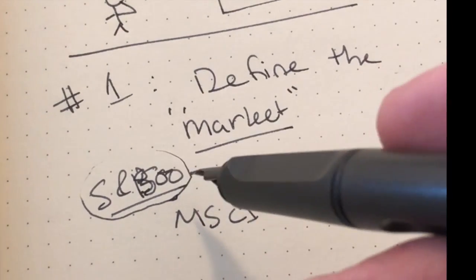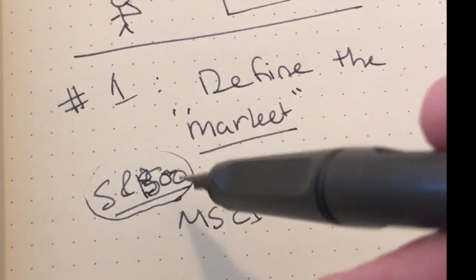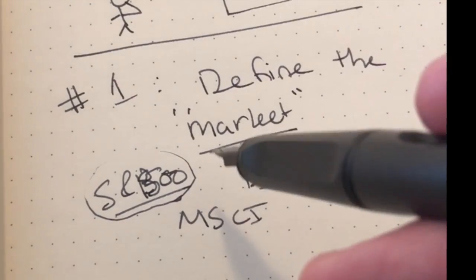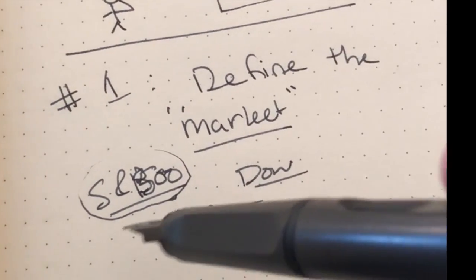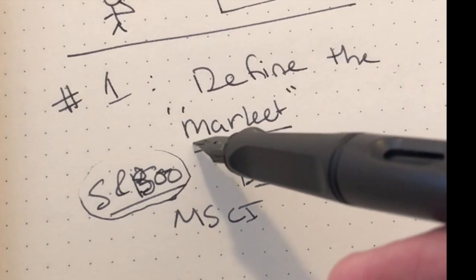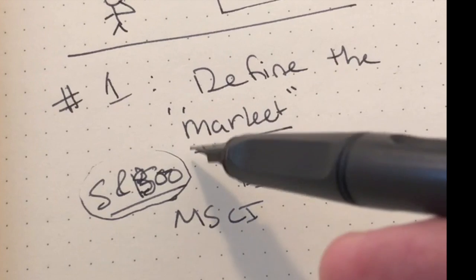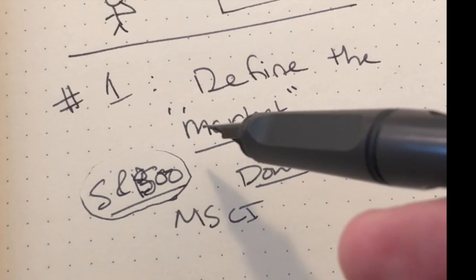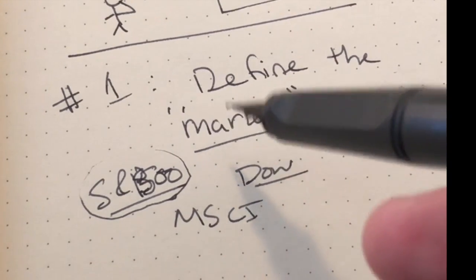There are about 3,000 stocks, give or take. Don't hold me to that exactly. About 3,000 stocks in the United States you can trade. Globally, there are many thousands of stocks. So when you say what's the average market return, you have to be careful in really defining what you actually mean.